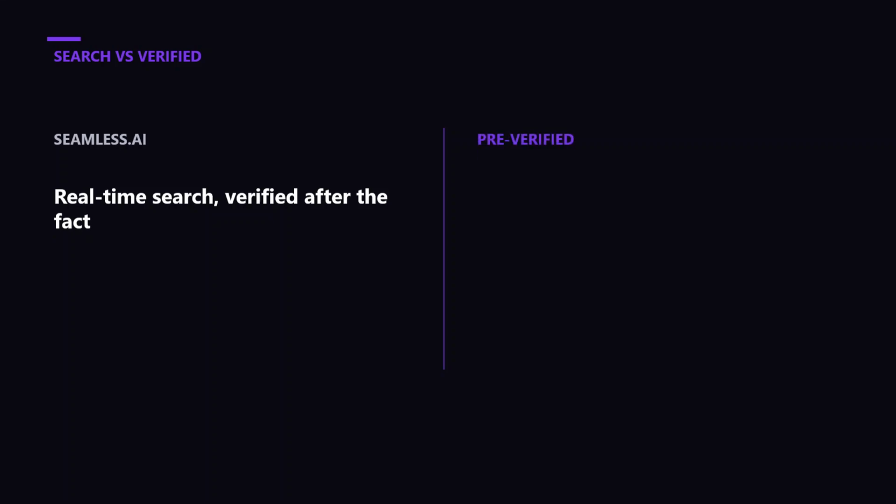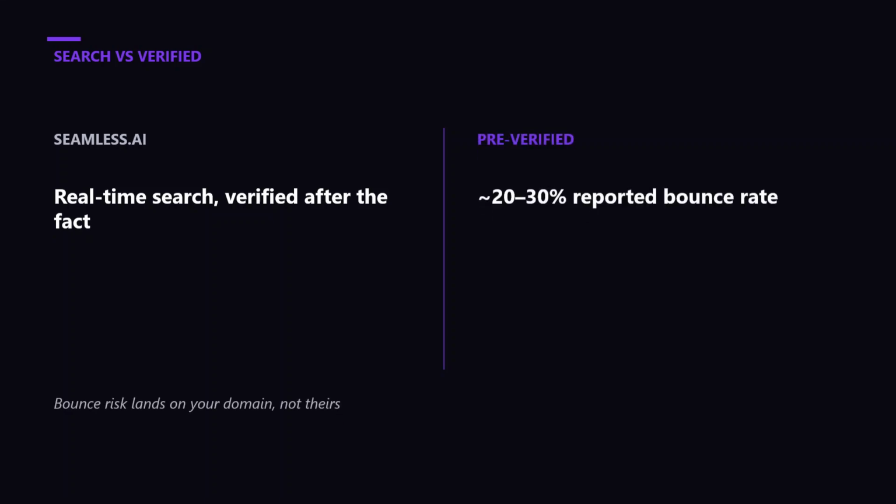Seamless positions itself as a real-time search engine. It finds and serves contact data live from public and proprietary signals rather than shipping a list that was verified in advance before it reached your inbox. Independent pricing analysis published this year put Seamless's reported real-world bounce rate around 20 to 30%, drawn from user and reviewer reports rather than the vendor's own marketing copy.